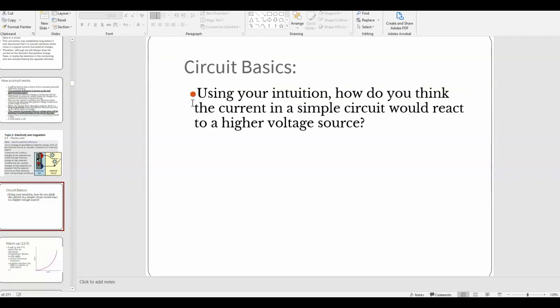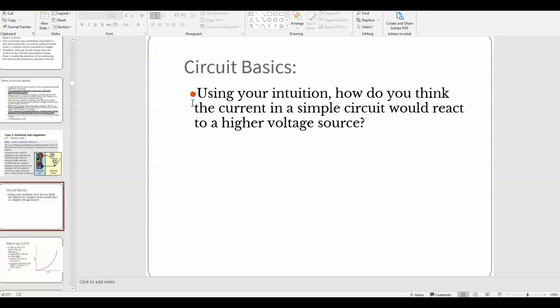Okay, so I want you to pause here and see if you can answer this very basic and intuitive question. Using your intuition, how do you think the current in a simple circuit would react to a higher voltage source? So see if you can figure that out.